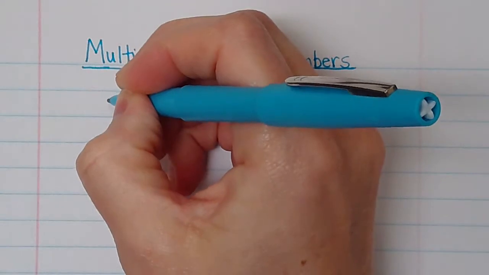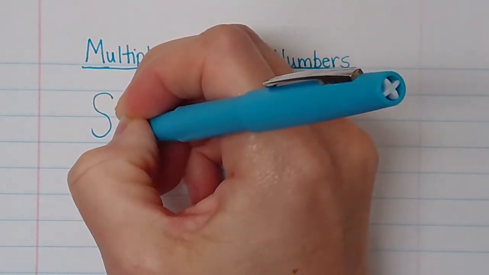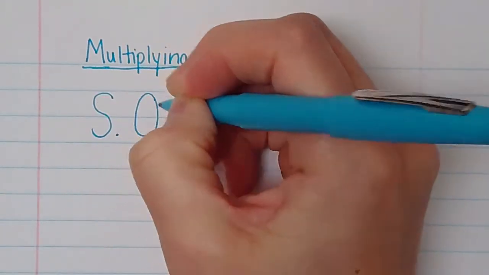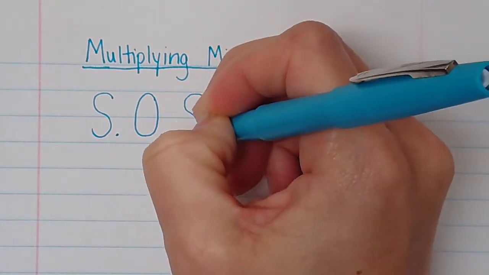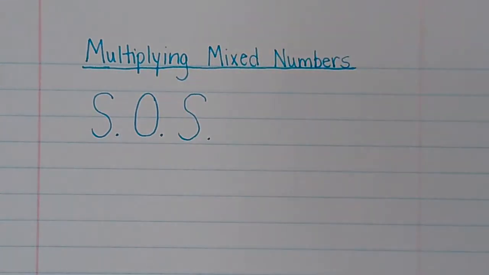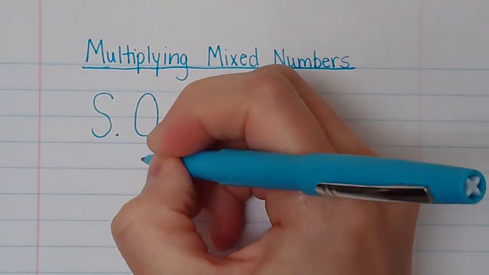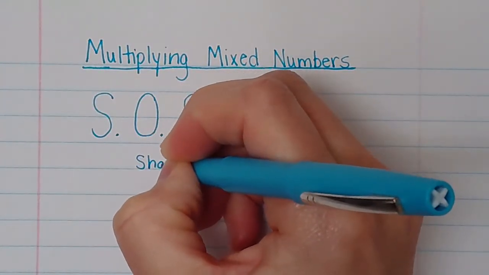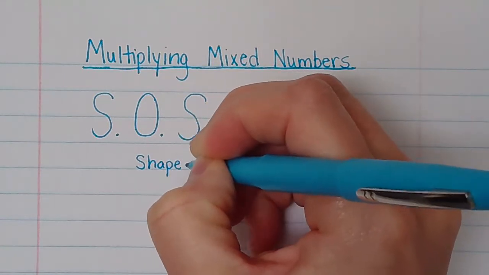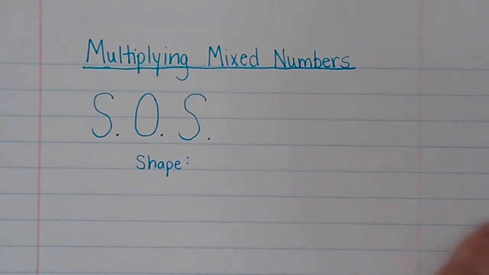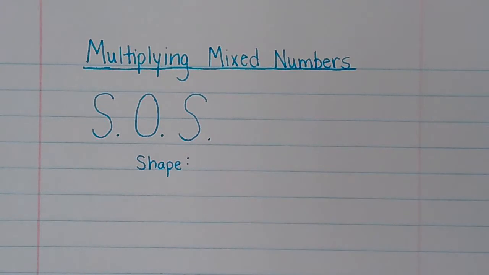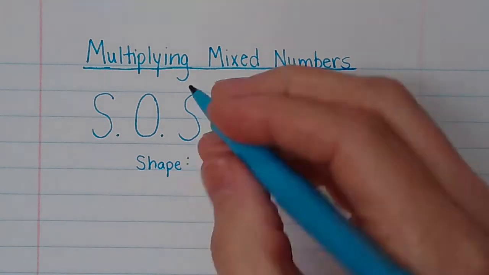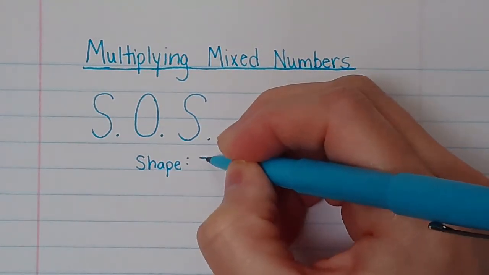This might sound silly, but the biggest thing to remember about multiplying mixed numbers is SOS. And it's not someone special. It's not save our souls. I know that's what it's usually used for, but we're using it for something else today. So the first S stands for shape. Obviously we're multiplying mixed numbers, so we need to change the shape of those mixed numbers into a regular fraction.